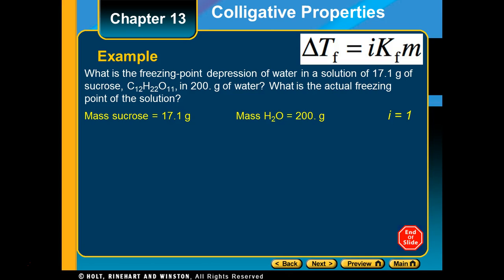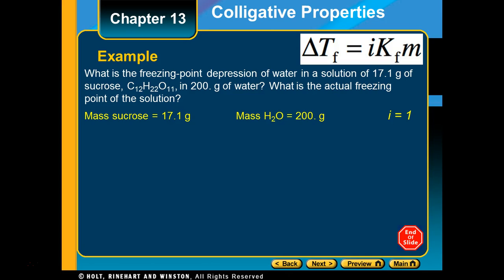So, 3 things I can get right off the bat. The mass of the sucrose is 17.1. The mass of the water is 200 grams. And i, the Van't Hoff factor, is 1. Why? Well, when I look at that C12H22O11, that's a covalent compound. It's a sugar. It is not going to break apart. So it stays a single molecule.